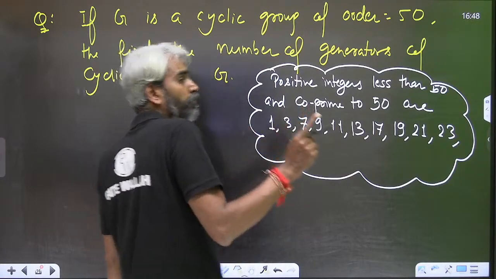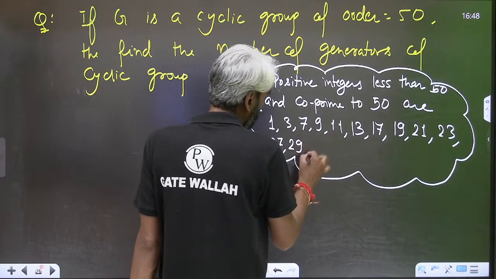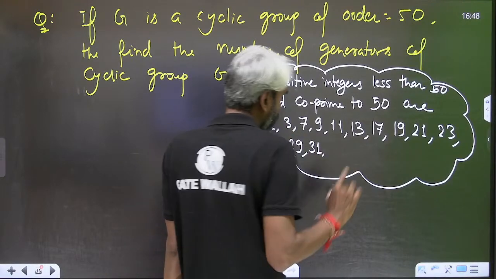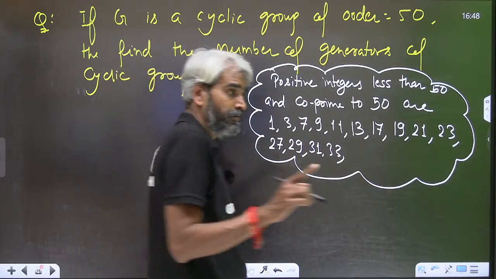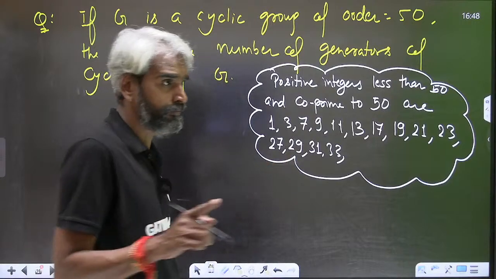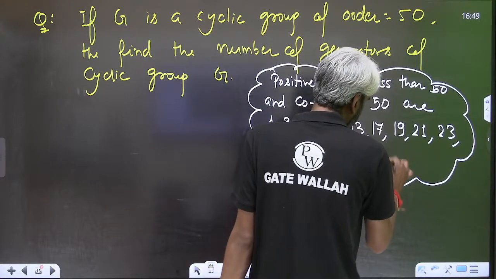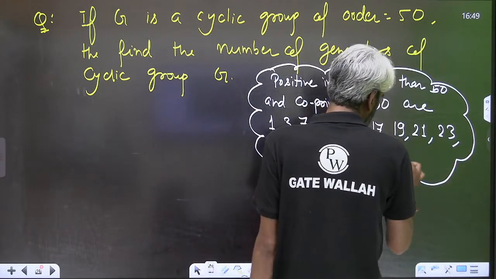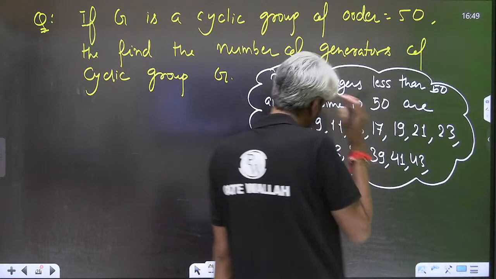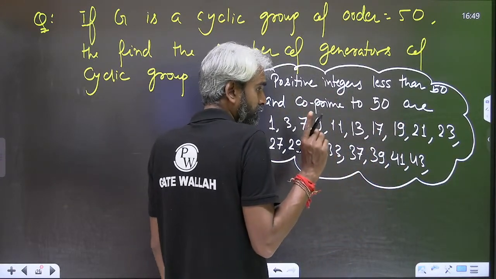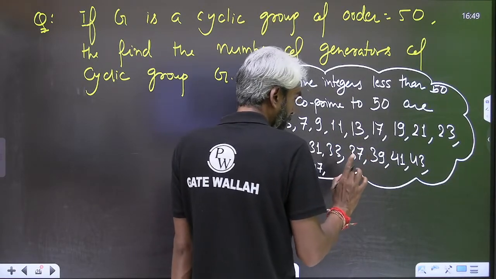not co-prime to 50, 25 is not, 26 is not, 27 is co-prime to 50, 28 is not, 29 is co-prime to 50, 30 is not, 31 is co-prime to 50, 32 is not, 33 is co-prime to 50, 34 is not, 35 is not co-prime to 50, 36 is not, 37 is co-prime to 50, 38 is not, 39 is co-prime to 50, 40 is not, 41 is co-prime to 50, 42 is not, 43 is co-prime to 50, 44 is not, 45 is not, 46 is not co-prime to 50, 47 is co-prime to 50, 48 is not co-prime to 50, 49 is co-prime to 50.